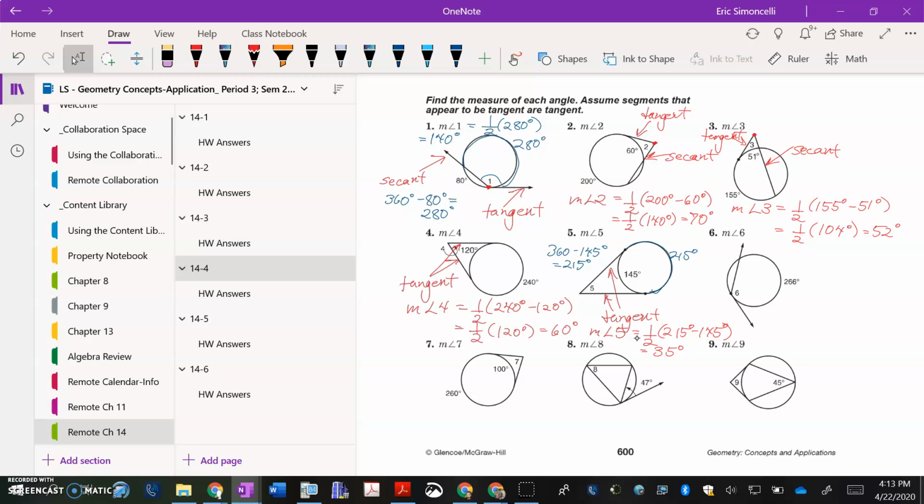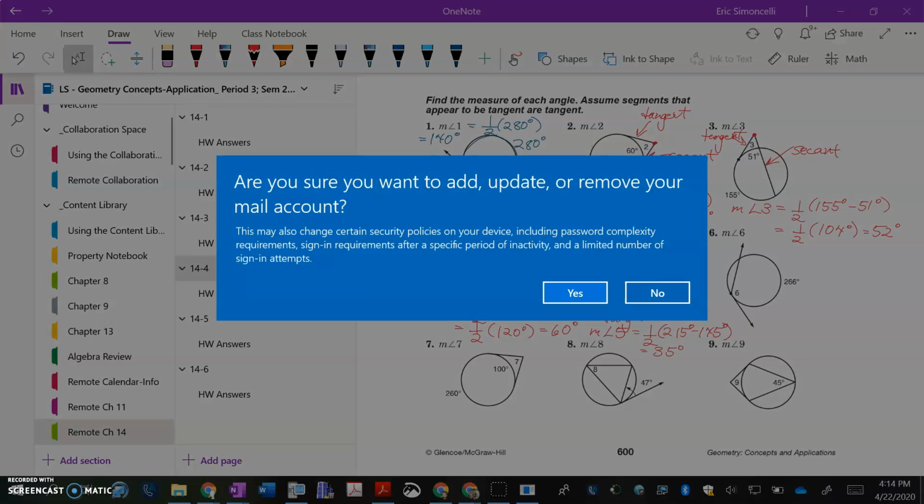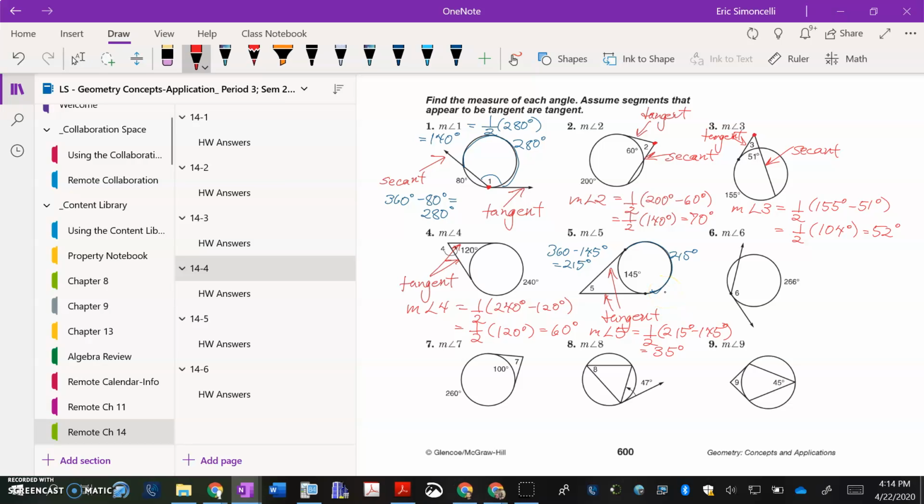So as far as continuing on, let's pick 2 more questions that are a little bit more interesting. I happen to think numbers 8 and 9 are more interesting. So let's take a look. In example or problem 8, we have what appears to be an angle created, the 47-degree angle in particular, by a secant and a tangent.